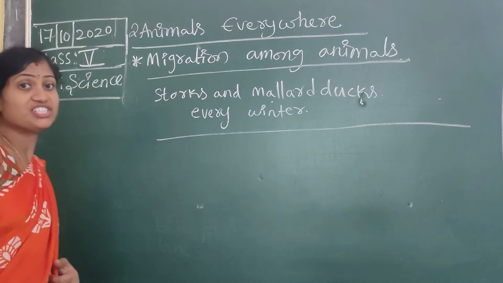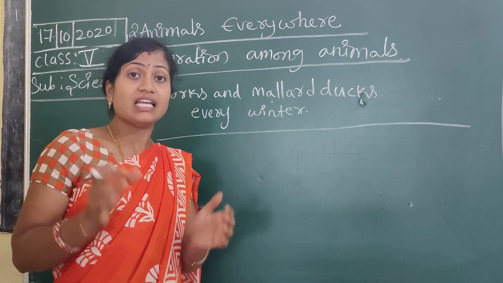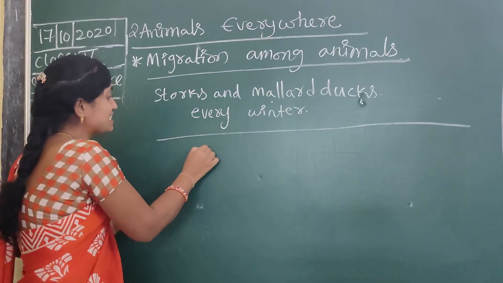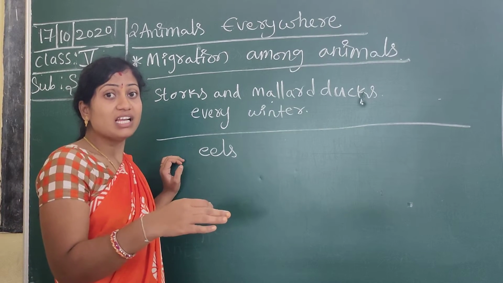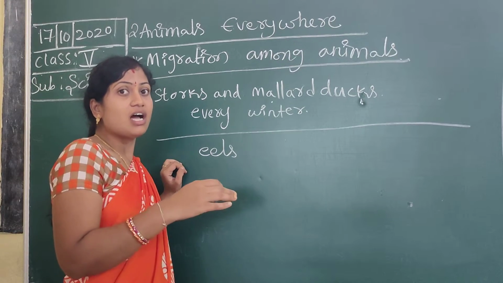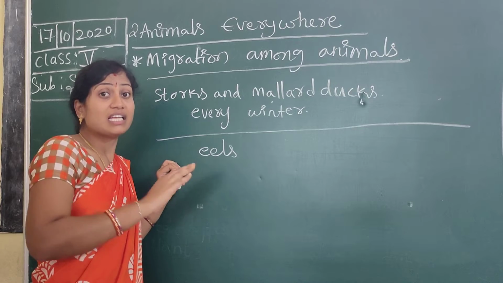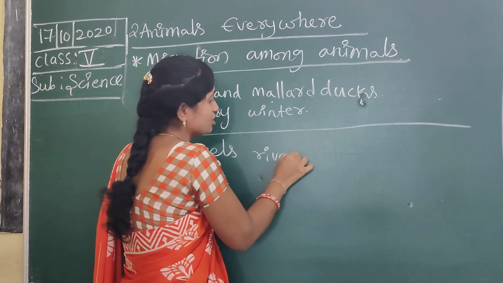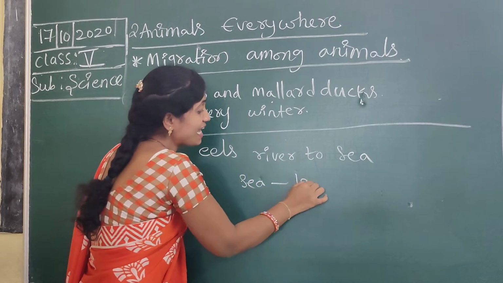Next, fishes. Okay, fishes also. Some fishes live in rivers, like eels, special fishes. First they live in water only, in rivers. Then they start the migration. They travel from river to sea. In the sea only they lay the eggs.